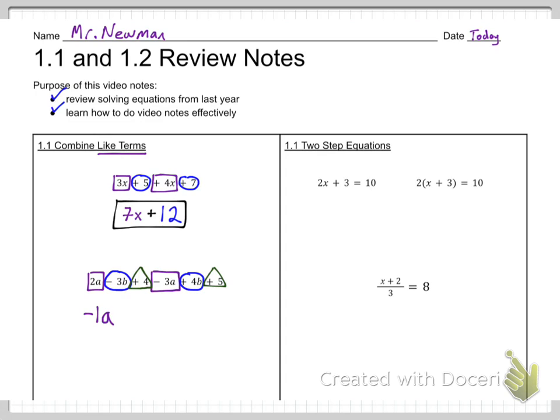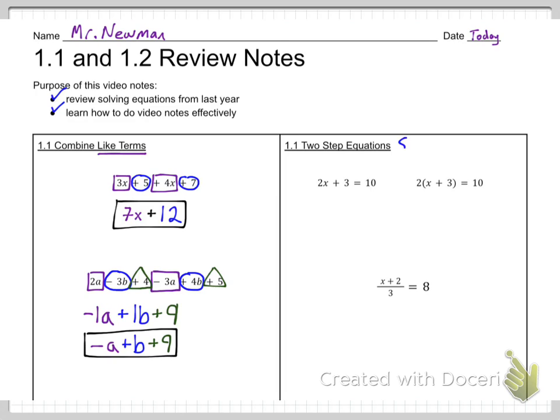The b's are a different like term, so negative 3b and positive 4b. Those add together to get you positive 1b. And then positive 4 and positive 5, of course, gets you 9. Now, the ones are unnecessary, and you really should rewrite it without those. So we're going to have negative a plus b plus 9 be our final answer.